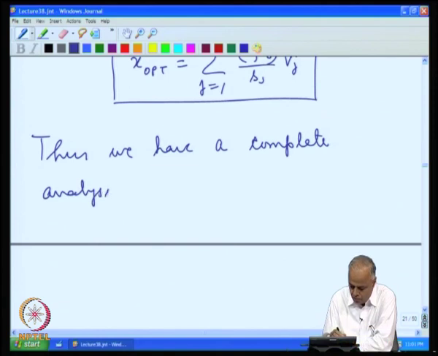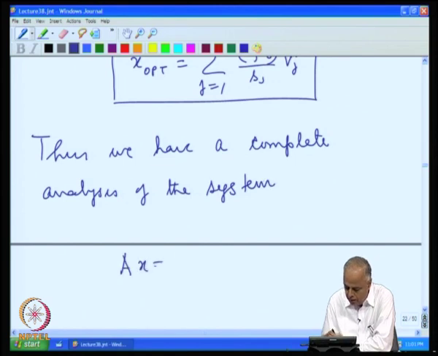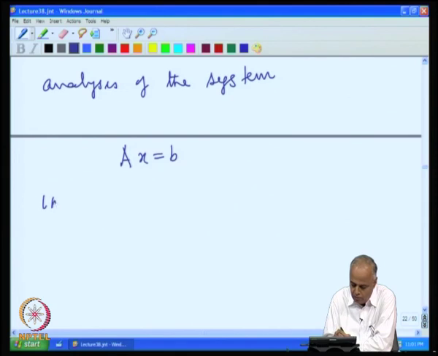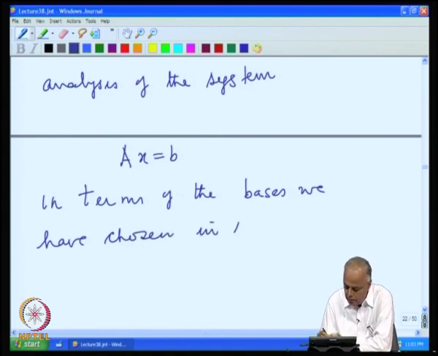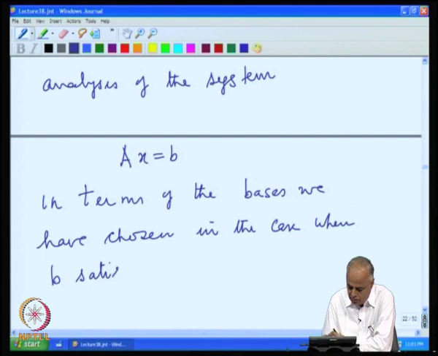So, thus we have a complete analysis of the system A x equal to b in terms of the basis we have chosen, in the case when b satisfies the consistency conditions.